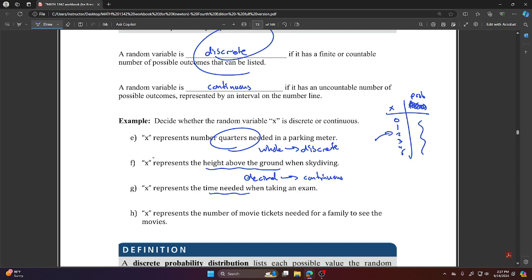The time you need to take an exam, could it be a decimal? It could be, and so therefore continuous. And then finally, the number of movie tickets. It's a whole number, isn't it?